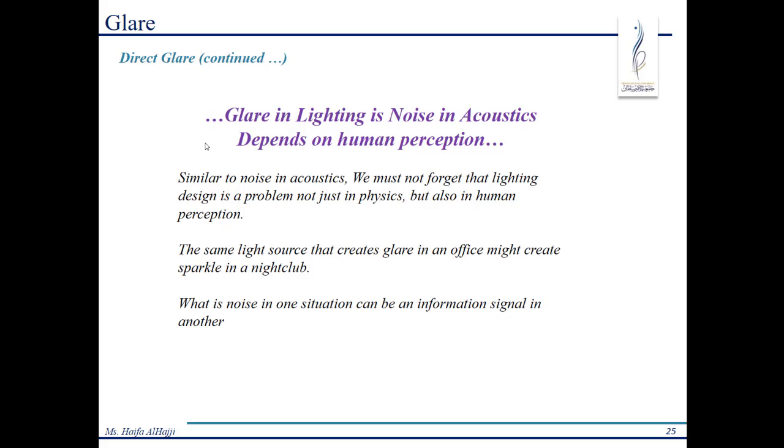Okay, so glare in lighting is the same thing as noise in acoustics. Glare is lighting that you don't want to see. For example, you are looking at a visual task, then you have a glare in between. Glare is unwanted light that is obscuring you from seeing the visual task. The same thing in noise. Noise is when you want to hear something, then you get an unwanted sound, which we call noise, which is obscuring or covering the sound that you were trying to listen to.